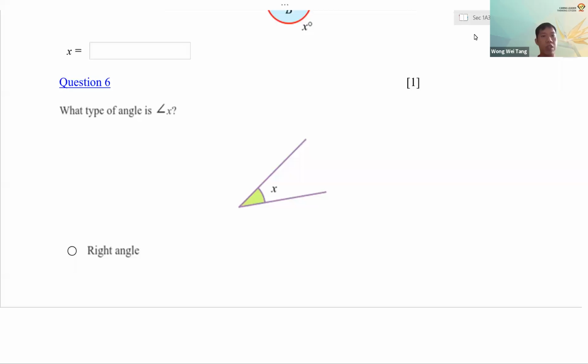It is an acute angle. Very good. So let's move on to the next one.